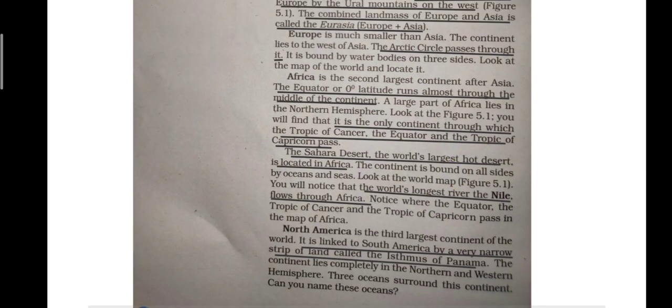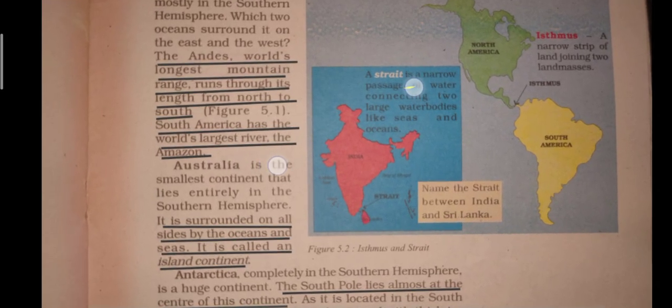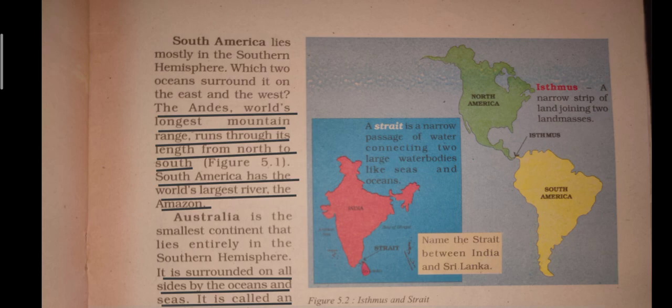Okay, so we have completed this page. Now we will move to next page. Next is South America. So South America lies mostly in the southern hemisphere. Which two oceans surround it on the east and west? The Andes, world's longest mountain range, runs through its length from north to south. South America has world's largest river, the Amazon.